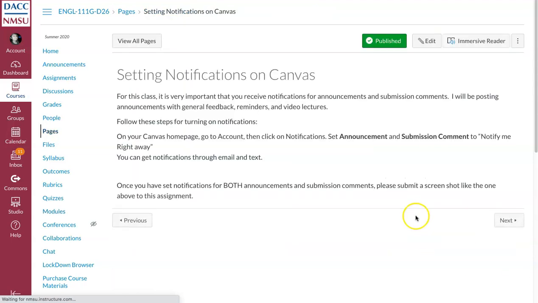I also recommend that you set your notifications on Canvas on your phone. Basically, your phone will notify you anytime grades are posted, anytime there's a new discussion post, or anytime there's a new announcement. Notifications are a really great way to stay up to date with the course.